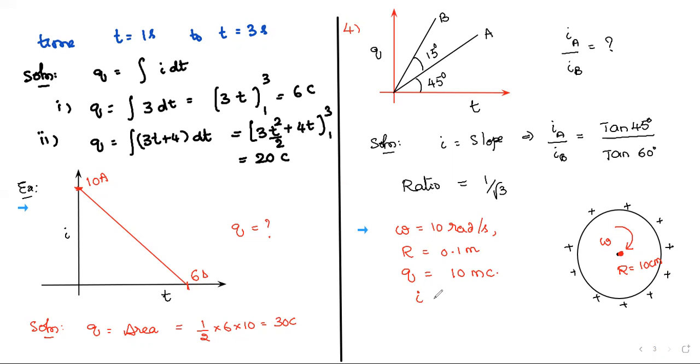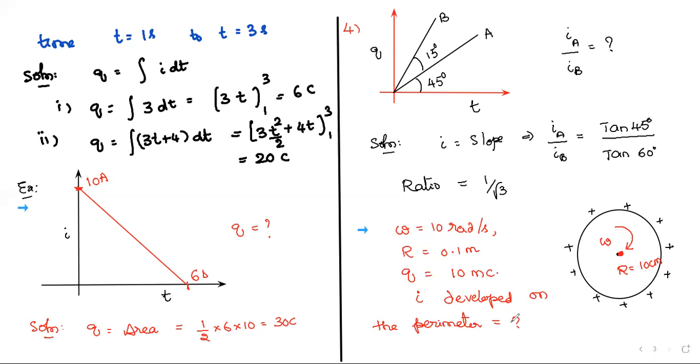Find the current developed due to the rotation. The current I developed on the perimeter equals how much?